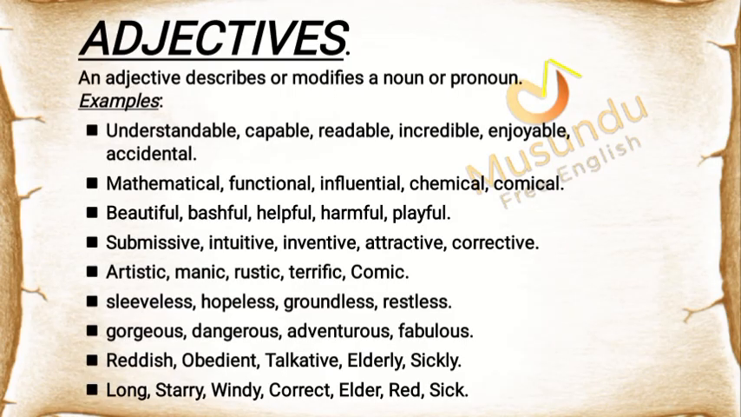An adjective describes or modifies a noun or pronoun. Examples: understandable, capable, readable, incredible, enjoyable, accidental. Mathematical, functional, influential, chemical, comical. Beautiful, bashful, helpful, harmful, playful.